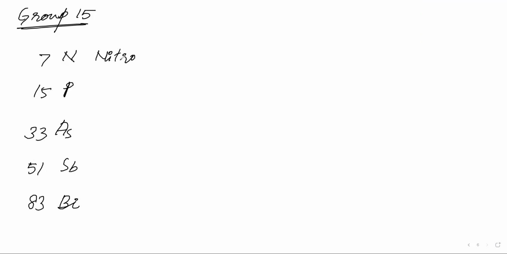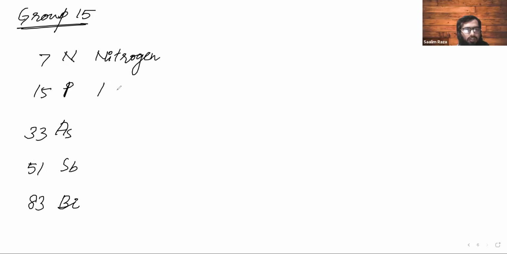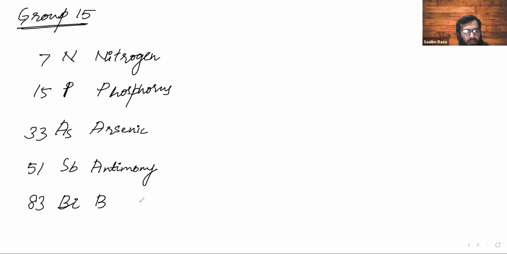Nitrogen, phosphorus. This will be arsenic. Arsenic. This will be antimony. Antimony. This is bismuth. It is in brackets just to separate it from the other letters that we have written.